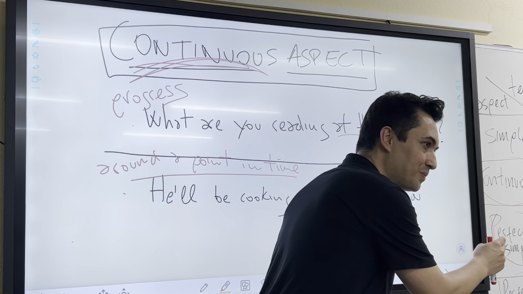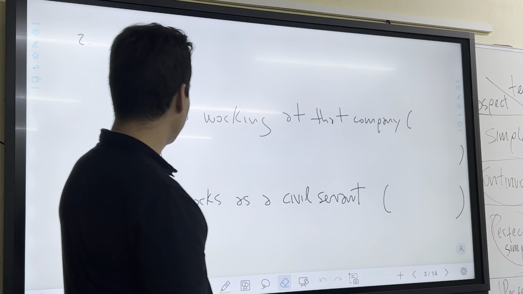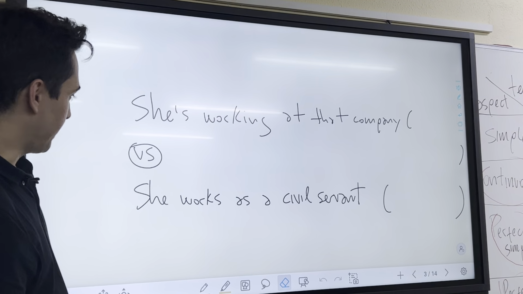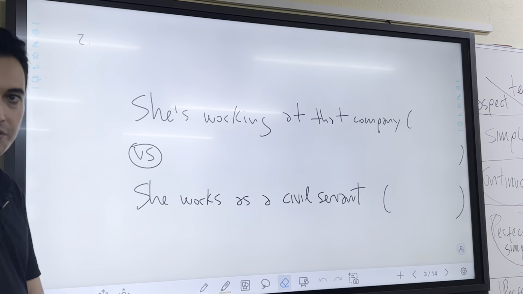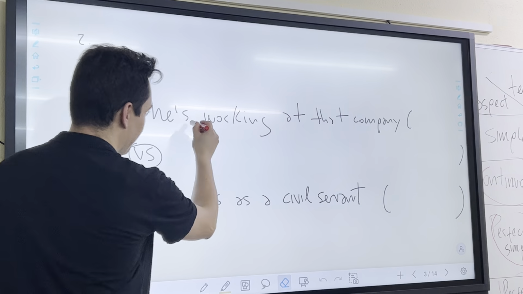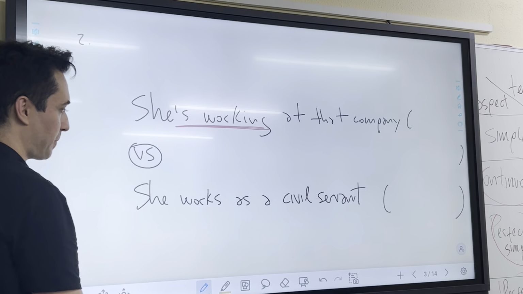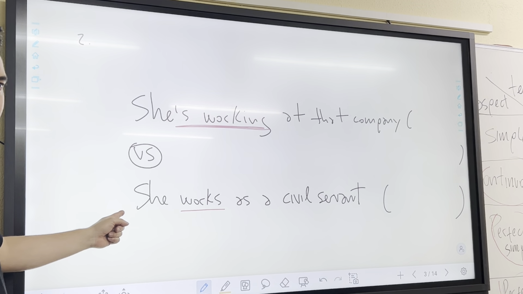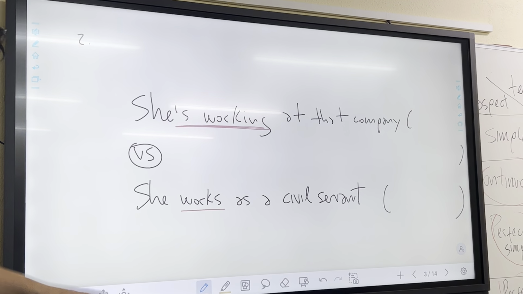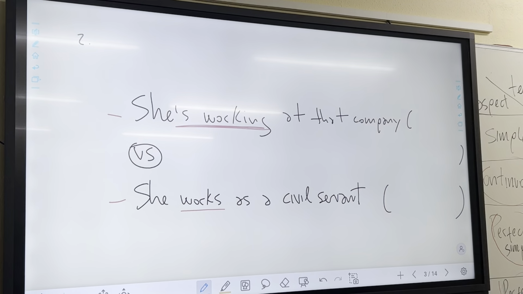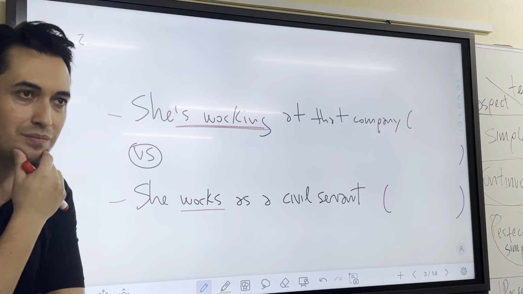For example, have a look at these sentences. Compare these two sentences. She's working at a company. She works as a civil servant. Which of them is continuous? Obviously, this one has a continuous aspect, and this one has a what aspect? Simple aspect. What is the difference between the continuous aspect here and the simple aspect here? What is the difference, Sophia?